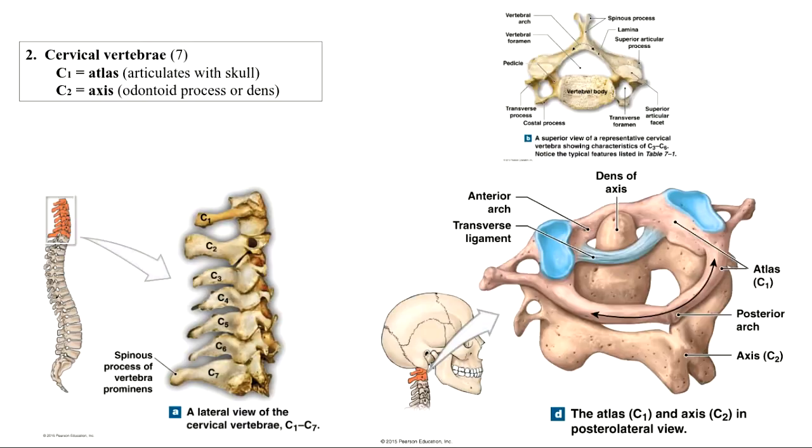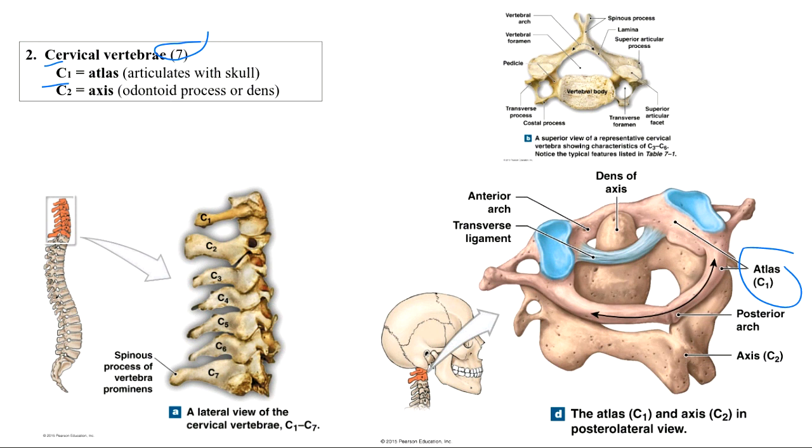Then if you move on to the next slide, I want you to identify some specific things. First, you want to know that there are 7 cervical vertebrae. And the 2 that I want you to focus on specifically of those 7 are the first 2, C1 and C2. C1 is also referred to as the atlas, because this is the vertebra that articulates with the skull, with the occipital condyles of the skull. And so it's called the atlas, right? It's sort of like holding up the world, right? The atlas. So it articulates there.